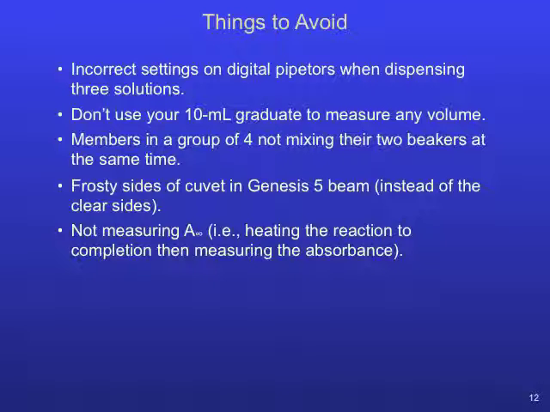The cuvettes used to hold the reaction mixtures have 2 sets of opposite sides, a frosty pair of sides and a transparent pair of sides. The transparent sides must be in the path of the Genesis 5's light beam. The absorbance of each reaction mixture after collecting data and then heating it to completion must be recorded. The final reading is called the absorbance at time equal infinity and will be the lowest recorded absorbance.